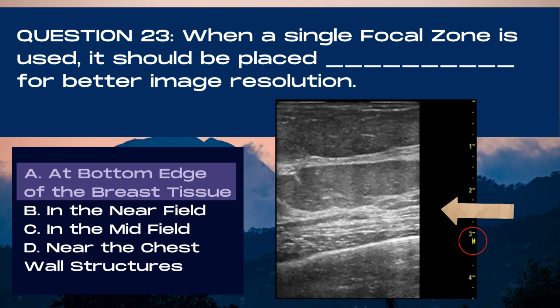Ideally, however, you want to use multiple focal zones in breast imaging so that you have high resolution at all depths in the tissue, with the lowest focal zone placed at the level of the arrow on this image, which is the junction of the bottom edge of the breast tissue and the pectoralis muscle. This ensures you have high resolution throughout all of the ultrasound image.